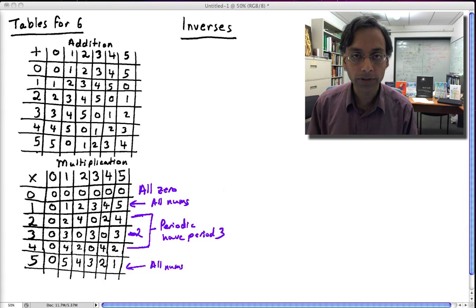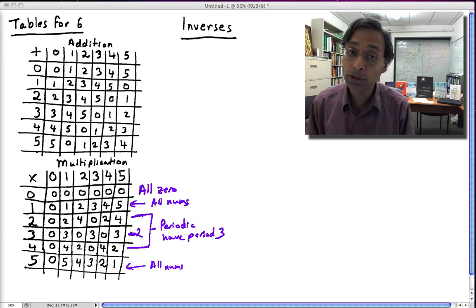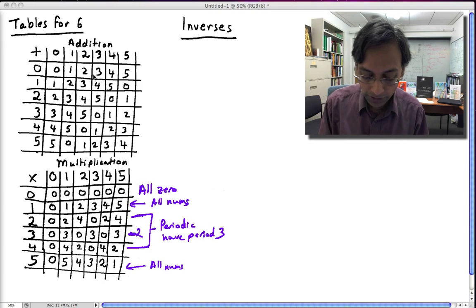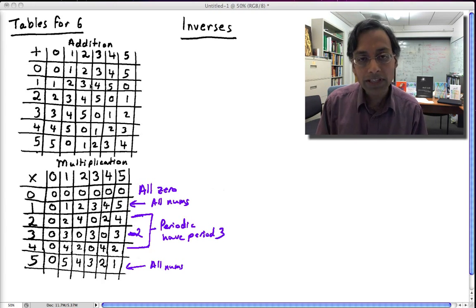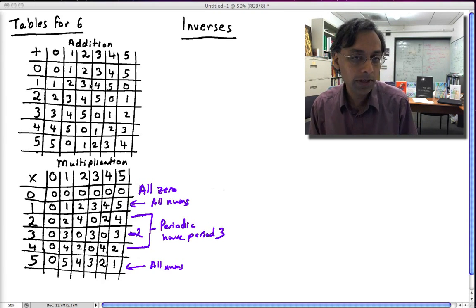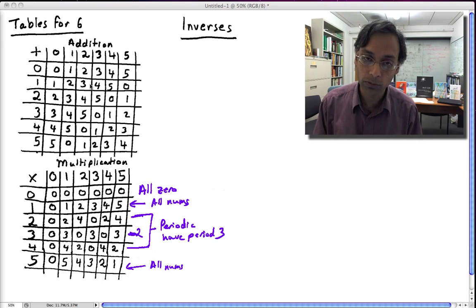Now that we understand congruence, let's return to the addition and multiplication tables and see what that might have to do with subtraction and division. So when we look at this addition table here, we have to think, what is subtraction? Subtraction is the inverse of addition. It means if you add something, you can subtract to get back to where you were.